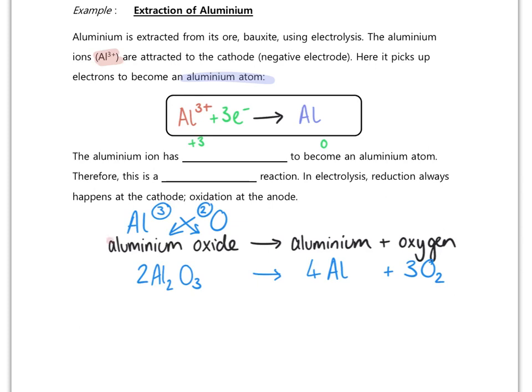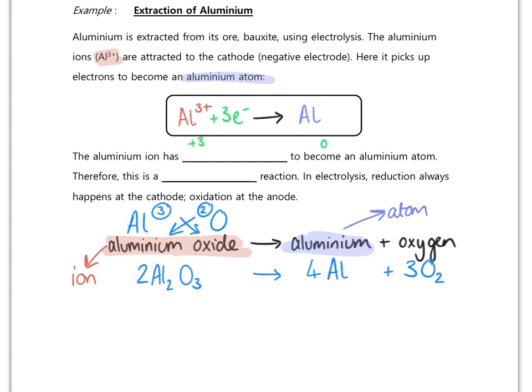Well, remember, when it's part of a compound, which it is on the left hand side, aluminium oxide, we are going to have an ion with a charge. When it's on its own, as it is on the right hand side, it's going to be an atom with no charge. So we are going from an ion to an atom.